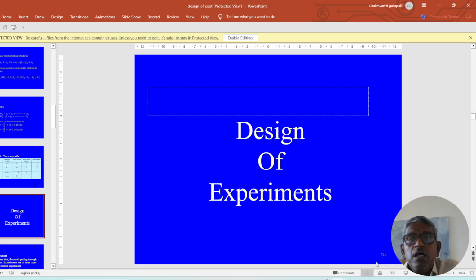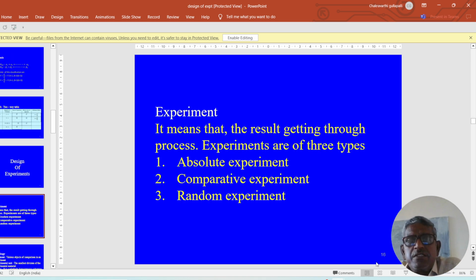Okay, so the terms we have discussed so far, that is ANOVA, one-way classification, two-way classification, all these are basic application components of the major topic called design of experiments. In this, the experiments are classified into three types. One is absolute, another is comparative, and the third is random experiment.